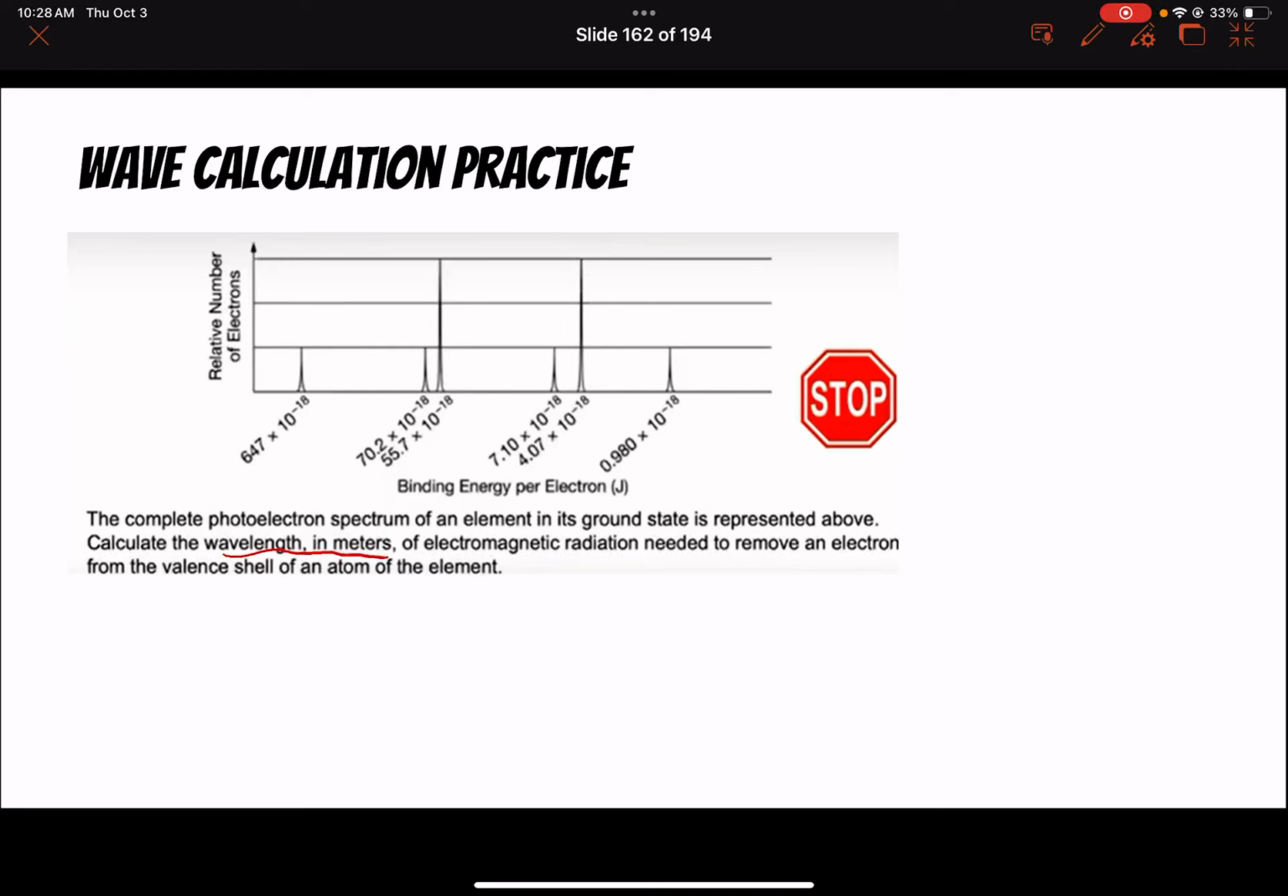All right, so what we're going to do is figure out from this piece of information how to calculate the wavelength.